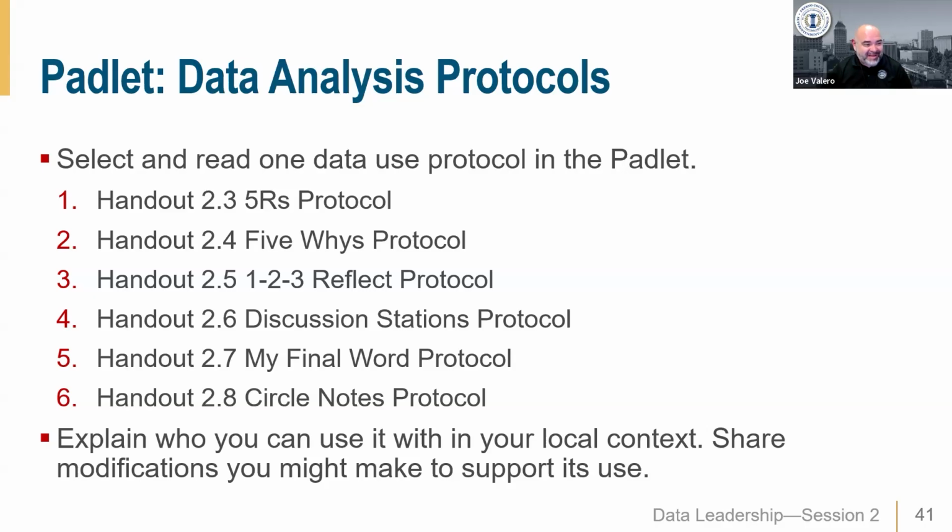Perfect. I'm seeing a lot popping in already. We're seeing the 5 R's, my final word protocol. Yeah, meeting in groups of 5 and 7, trying the entire school. Yeah, sometimes smaller groups are a little more effective, right? 1, 2, 3, wow, a lot of diversity here. 1, 2, 3 protocol, discussion stations. I'm seeing the 5 Whys popping up. I don't know if you see anything different, Evan. What are you seeing on your end?